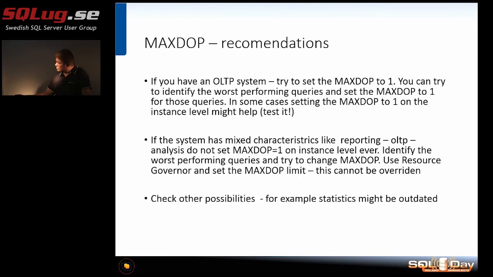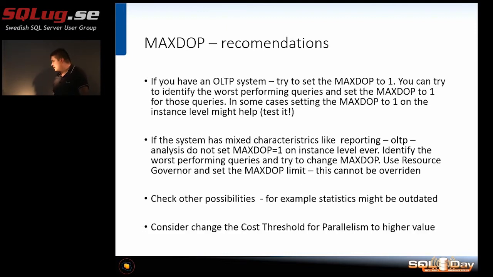Of course you can always check the statistics, and the last thing is that you can consider changing the cost threshold for parallelism to a higher value. Right now it's 5. You can set it higher, to 20, to 50, but please be careful with that.